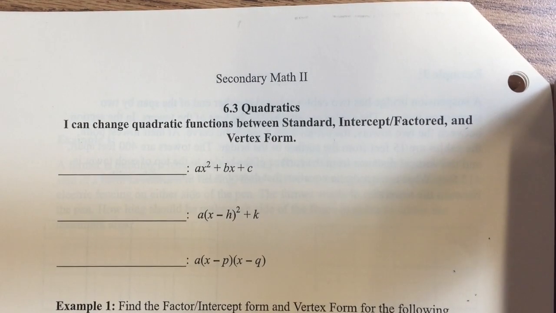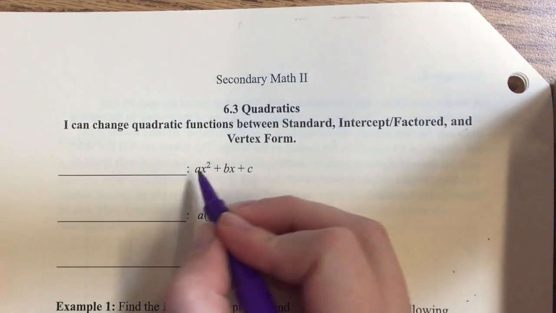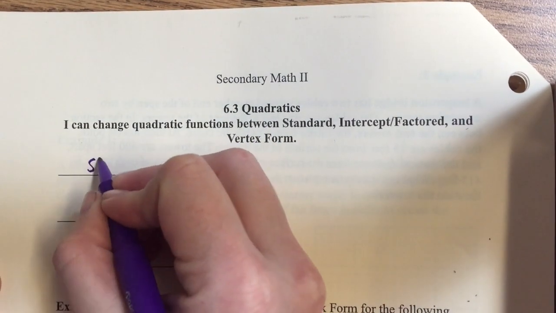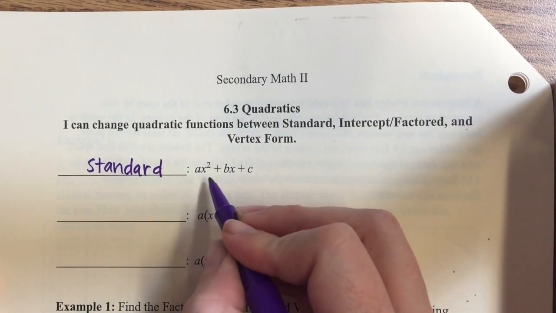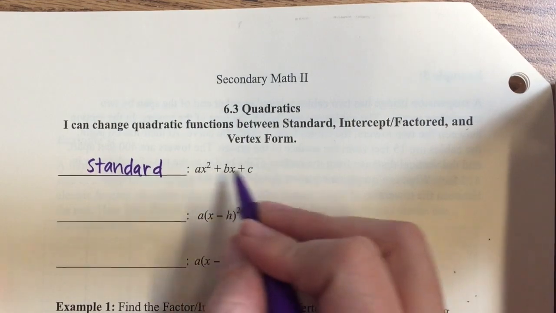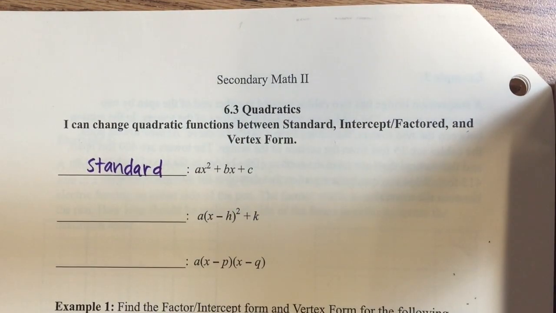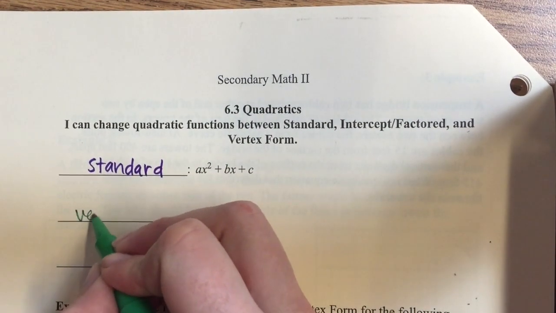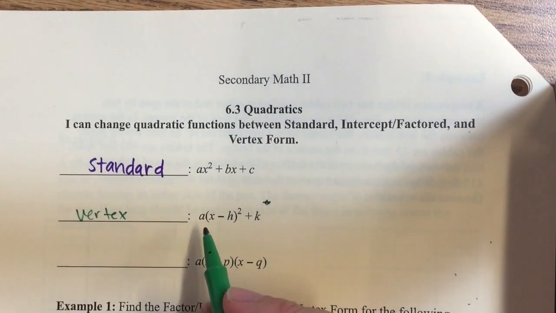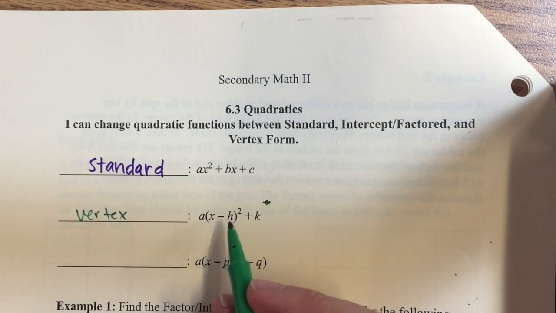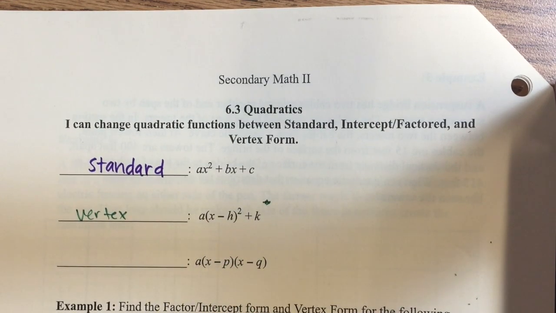In this video, we will be going over how to change quadratic functions between each form. The first form given is standard, ax squared plus bx plus c with no parentheses. The second one is vertex form. This is one that you might want to memorize. A times x minus h squared plus k.